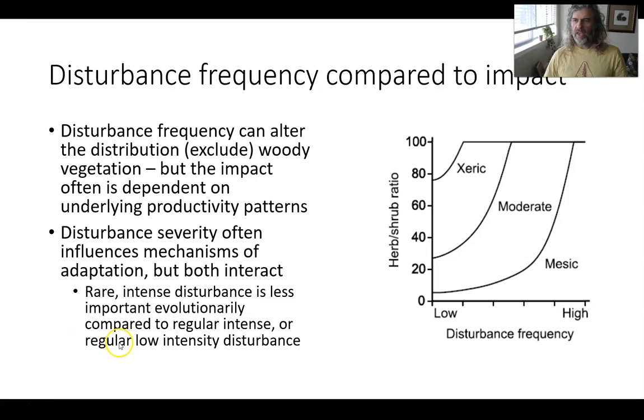The last point that I want to make here is about the interaction between disturbance intensity and its frequency. And that's just to point out, I've mentioned this a couple of times at various points in the course, I've implied this at least, that rare intense disturbances are less important evolutionarily. Forests tend not to be adapted to them because they are so uncommon. Adaptations to those kinds of disturbances do not confer fitness because they are so rare.